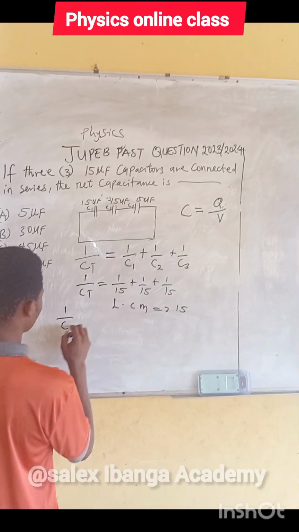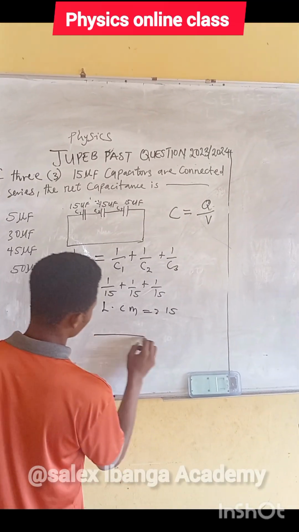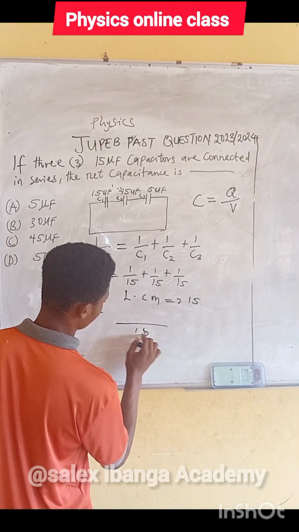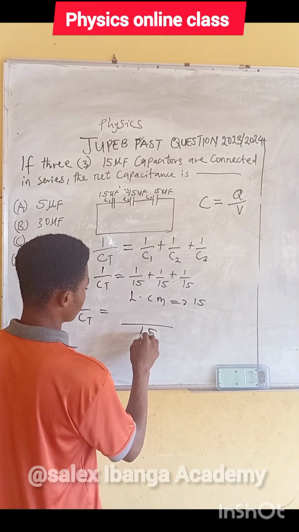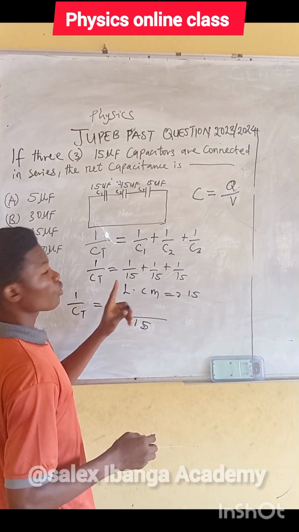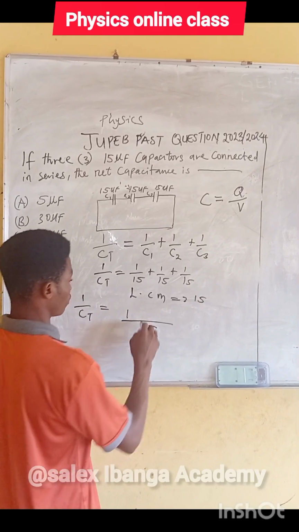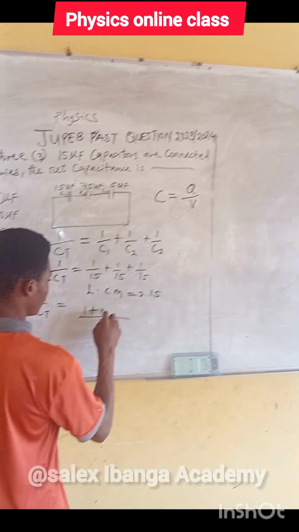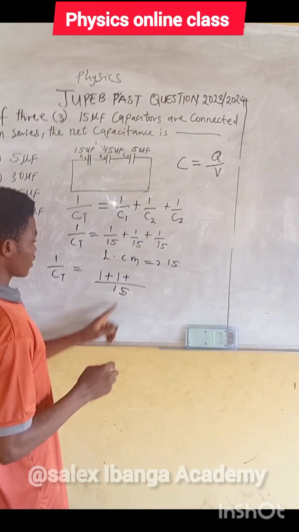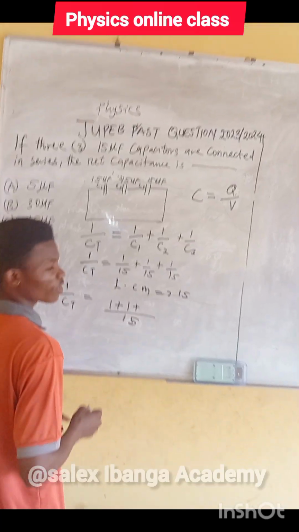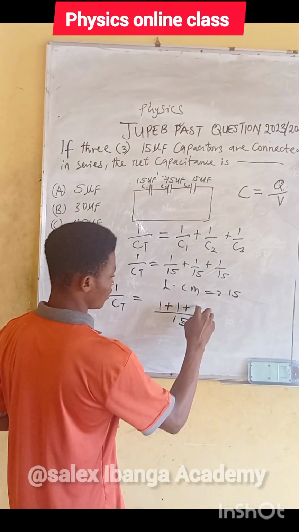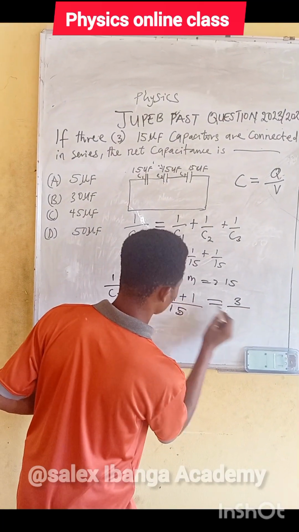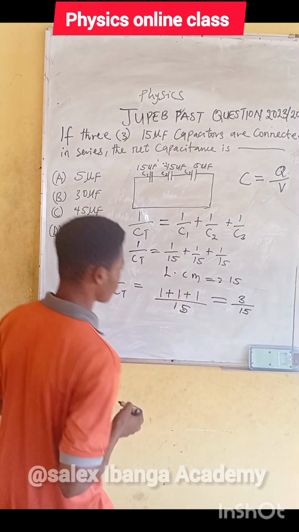So 1 over CT will give us, over 15, our LCM is 15. 15 divided by 15 gives 1, 1 times 1 is 1. Plus 15 divided by 15 is 1, 1 times 1 is still 1. Plus 15 divided by 15 is 1, 1 times 1 is 1. So at this point, 1 plus 1 plus 1 gives us 3 over 15.